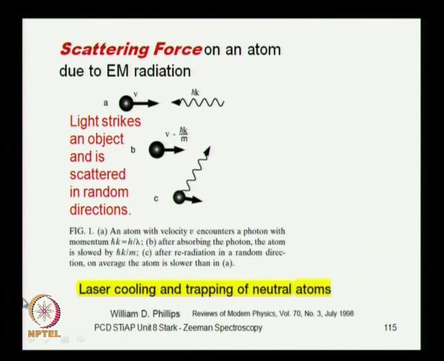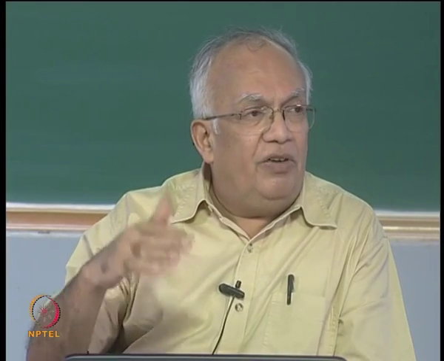That when you have an atom which is moving from left to right, let us say, and a photon which is moving from right to left, and they collide and the atom absorbs this light, then it is going to slow down, its velocity will come down by the linear momentum of the photon divided by the mass of the atom, and eventually the atom will get excited because it has absorbed that energy, and when it is excited, it will also radiate that excess energy after it has lived its lifetime in the excited state, and then it will cool down.